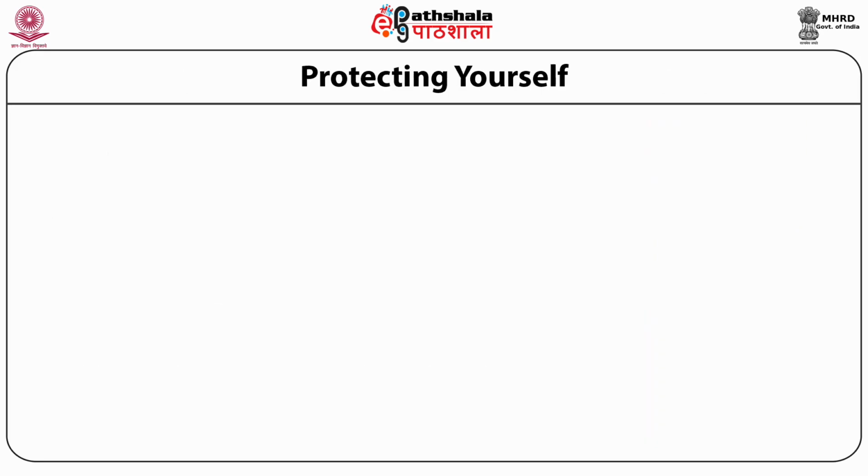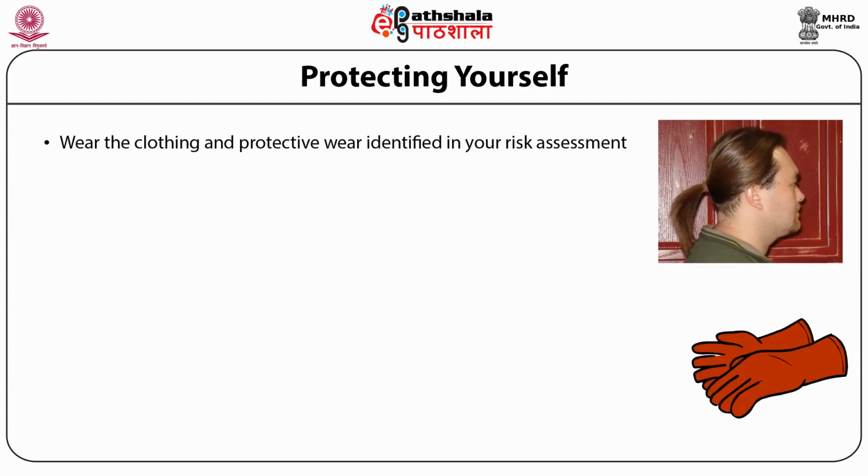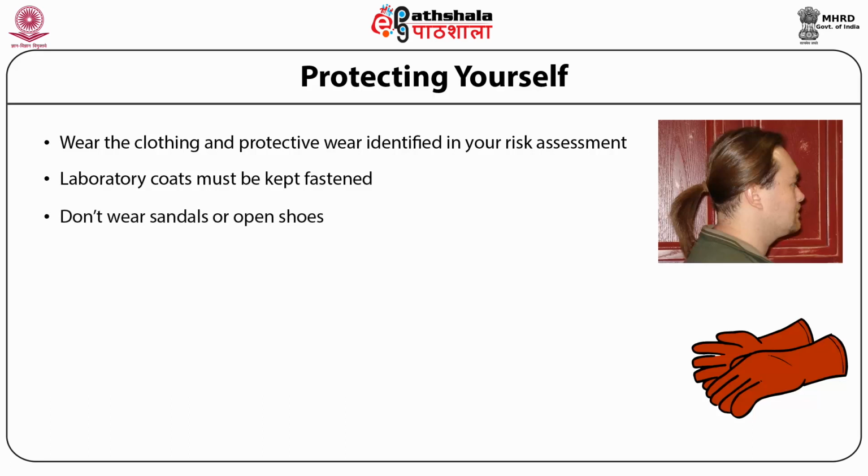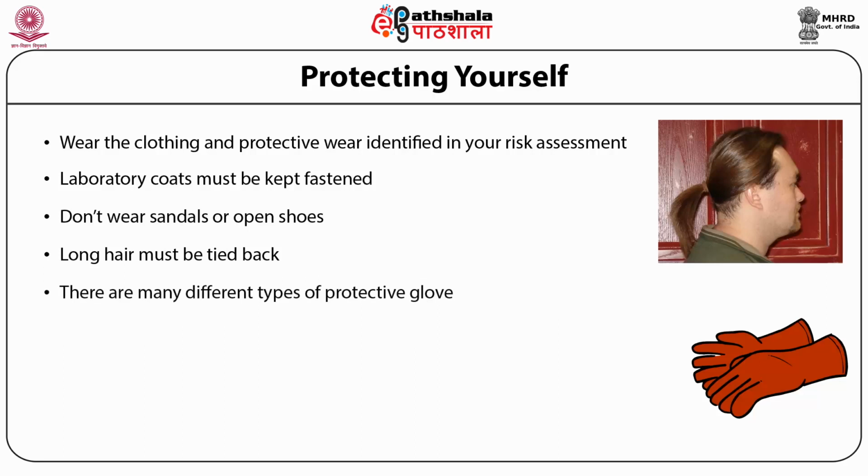So how should we protect ourselves? Wear the clothing and protective wear which is identified in your risk assessment. The laboratory coat must be kept fastened whenever you are in the laboratory. Don't wear sandals or open shoes. Long hair must be tied back, and there are many different types of protective gloves. Use the correct one for the job you will be doing.